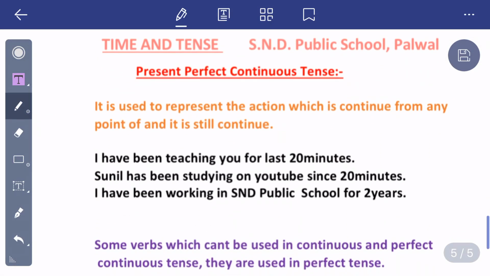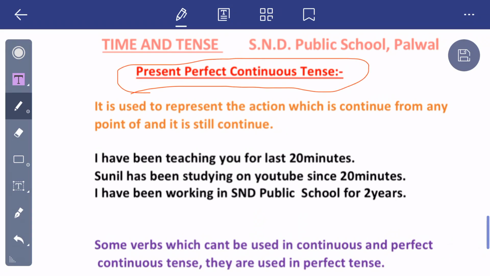Now let's have a look at the present perfect tense. What is present perfect tense? It is used to represent an action which continues from any point of past. Be very careful while reading this. Any point of past, and it is still continuing.